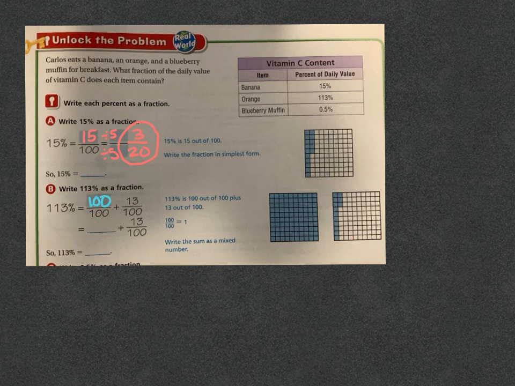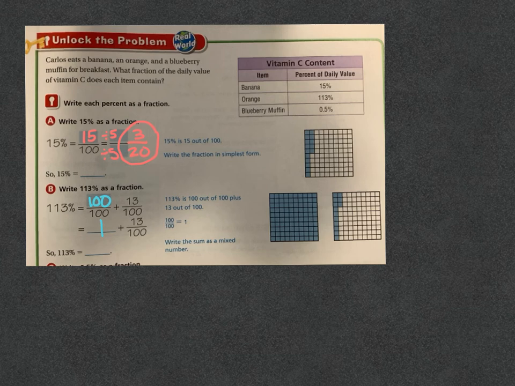So this is the full. This is 13 out of 100 from another one because we spilled over. Well, 100 divided by 100 is 1, right? That's one whole, and we can see that it is one whole block. So we can just write that as one whole.